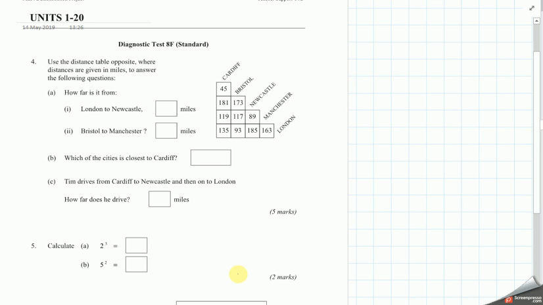Okay, another CIMT question. This one's mainly question 4, to do with reading distance graphs or distance tables. Distance tables are actually a very special form of a two-way table where you've got each destination across the top. So we've got Cardiff, Bristol, Manchester, Newcastle, Manchester.